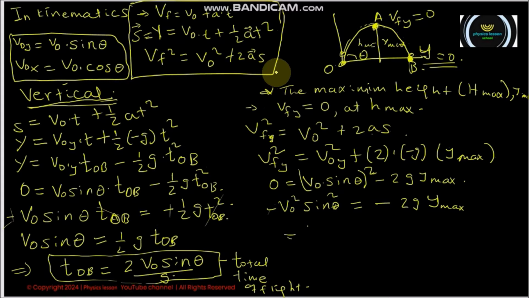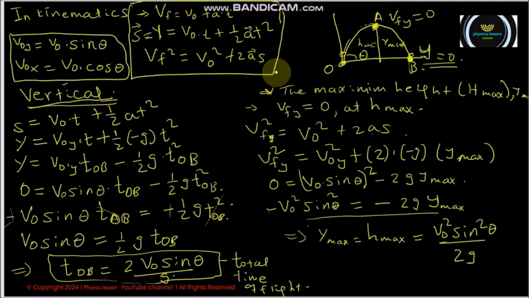That implies y maximum is equal to h maximum, which is equal to v naught square sine square theta over 2g. This is the maximum height that we can calculate at point A.